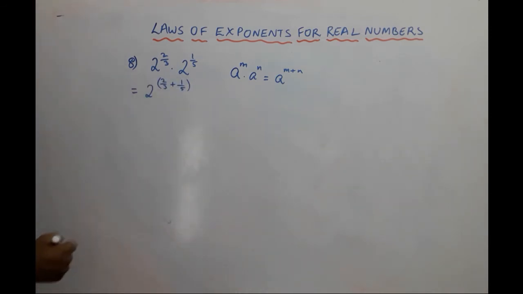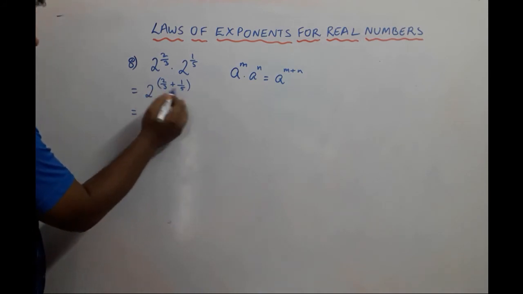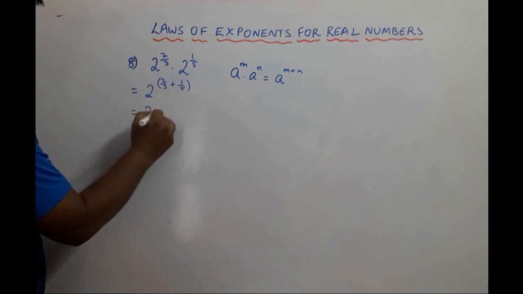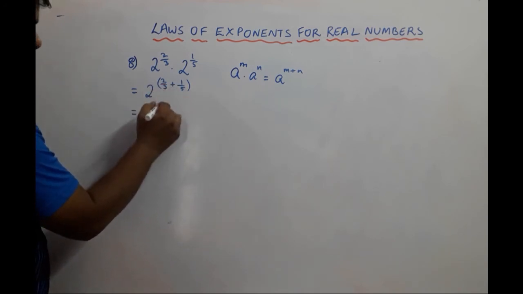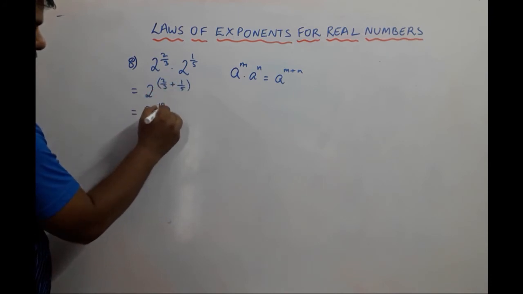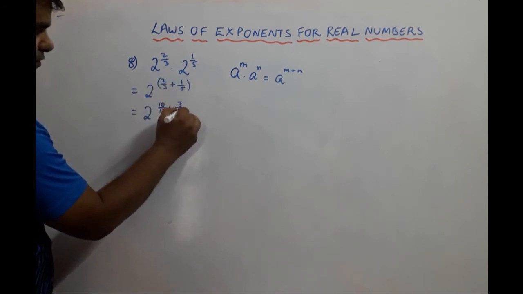The powers get added. Now we can't add them because the denominators are different. We need to make sure the denominators are the same, so we need to take an LCM. So 2 raised to 5, 2 fives are 10, 3 fives are 15, plus 3 into 1, 3 upon 15.